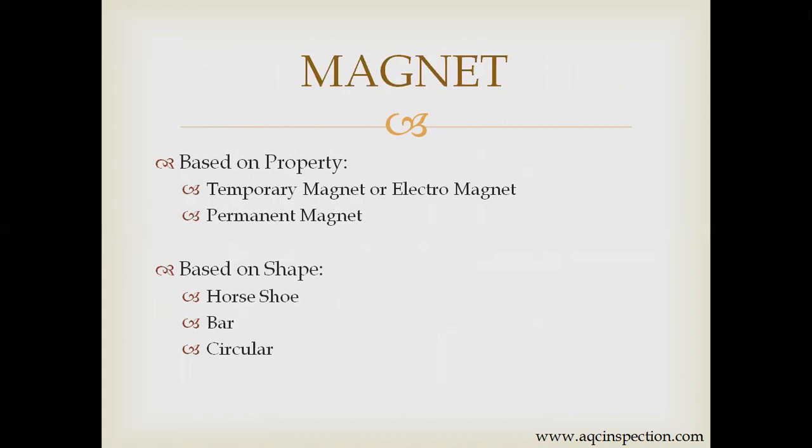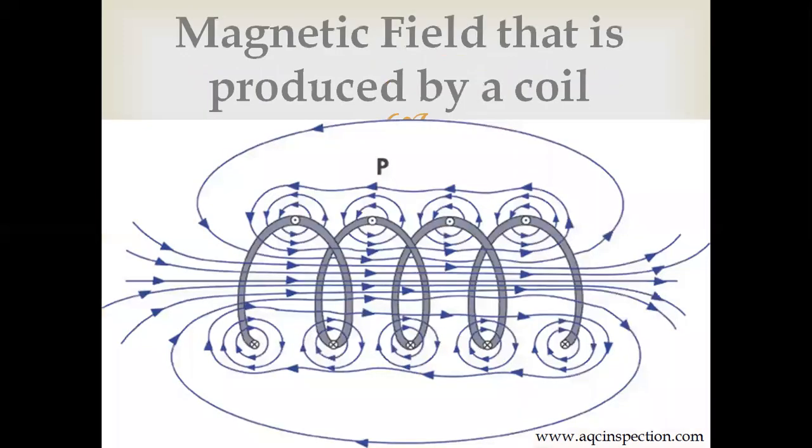Let us discuss the magnets. Based on the property, magnets are classified into electromagnets or permanent magnets. Based on the shape, they are horseshoe, bar, or circular magnets. Electromagnets utilize a current carrying coil wound over a steel substrate.